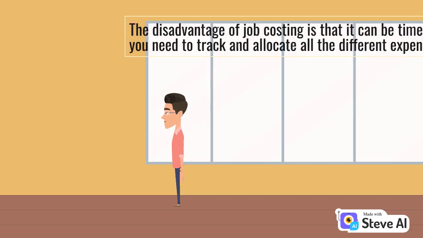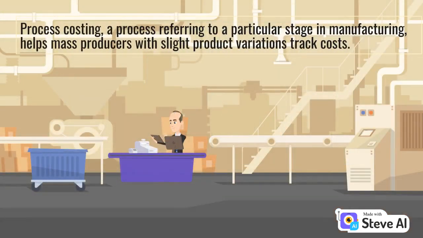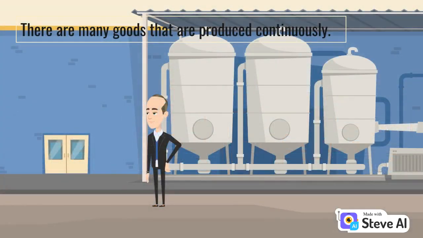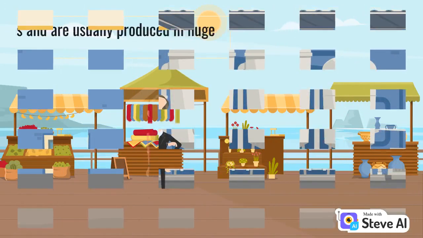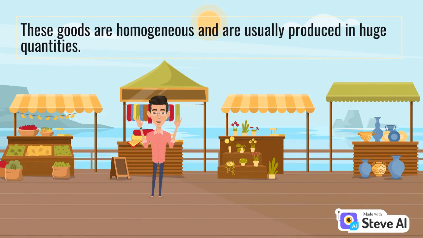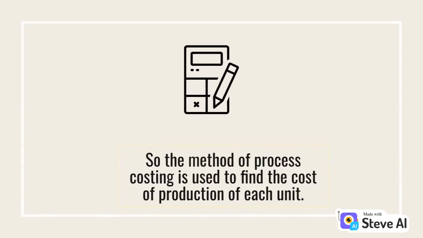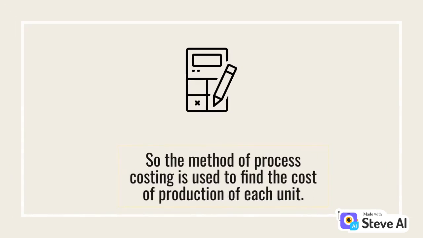Process costing, a process referring to a particular stage in manufacturing, helps mass producers with slight product variations track costs. This is one of the most popular methods of costing. There are many goods that are produced continuously. These goods are homogeneous and are usually produced in huge quantities. So the method of process costing is used to find the cost of production of each unit.